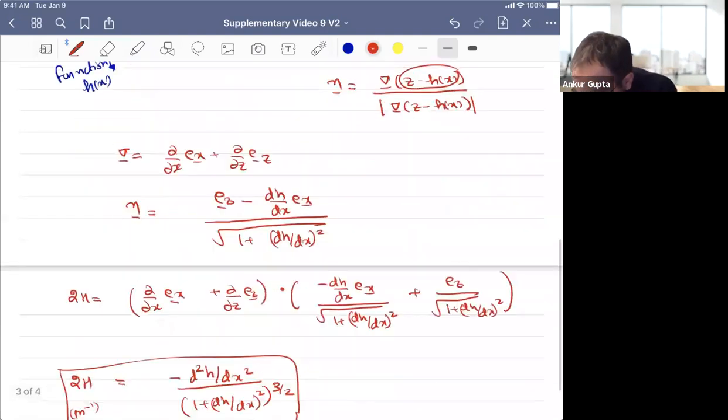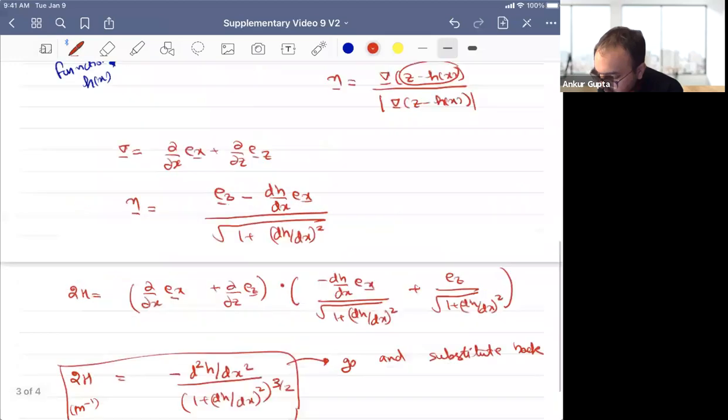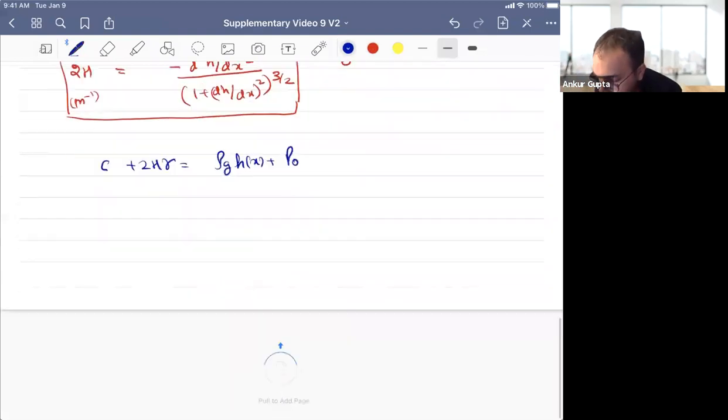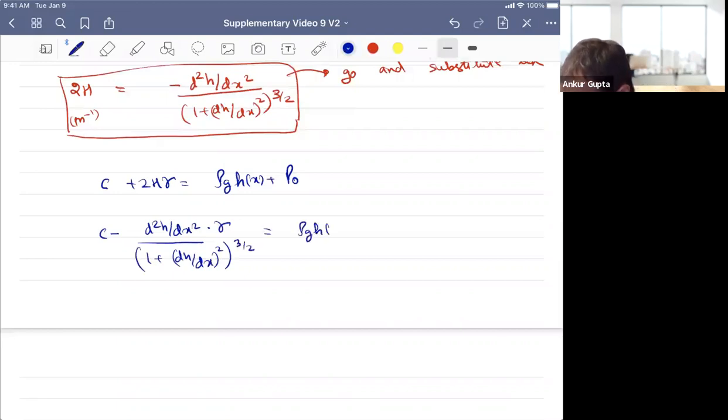So now I can substitute back in the equation. So c plus 2h gamma was rho g h of x plus p naught, I guess. So this would essentially become c minus gamma times d square h by dx square over 1 plus dh by dx whole square to the power 3 by 2 is equal to rho g h of x plus p naught.